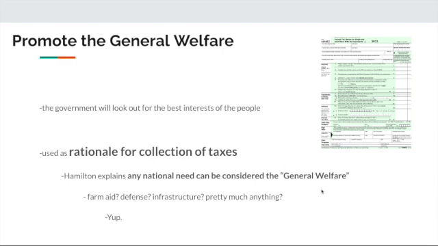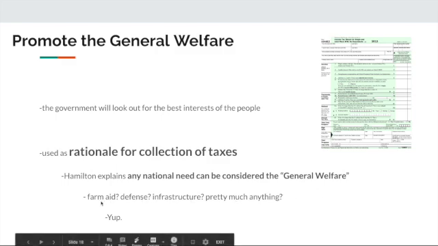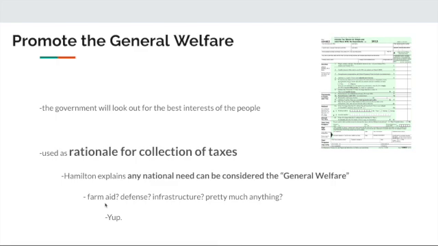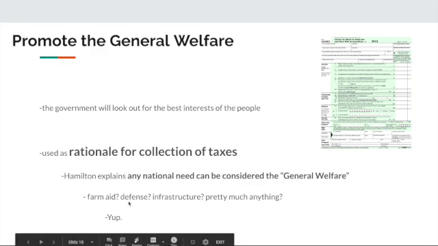Later on, we will get to something called the Elastic Clause. These go hand in hand. Do you need to help farmers out to make sure that they don't go bankrupt and we still have farms in the United States? Yep, cool. It's the general welfare. Pay for it. We need a bigger army?